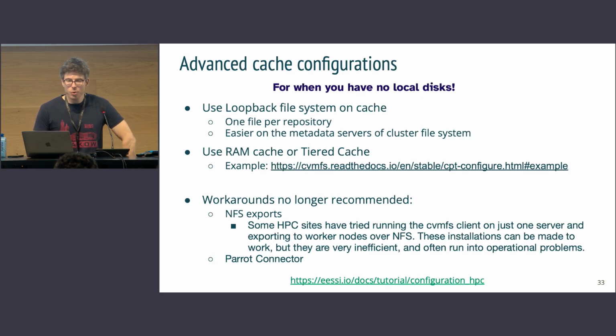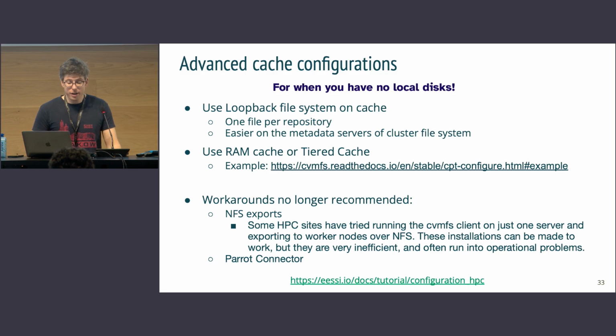When you have no local disks to work with, there are different possibilities to do this. The one is to use a loopback file system for the cache. So you basically reduce the cache usage to one file per repository, because for some cluster file systems, the main problem is that if you start adding many small files from header files and whatever is used in your software, you really destroy the metadata servers of the cluster file systems.